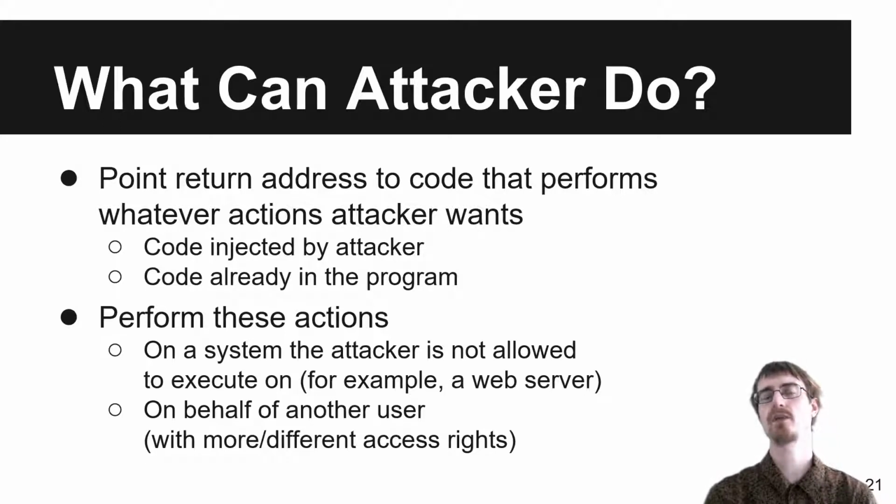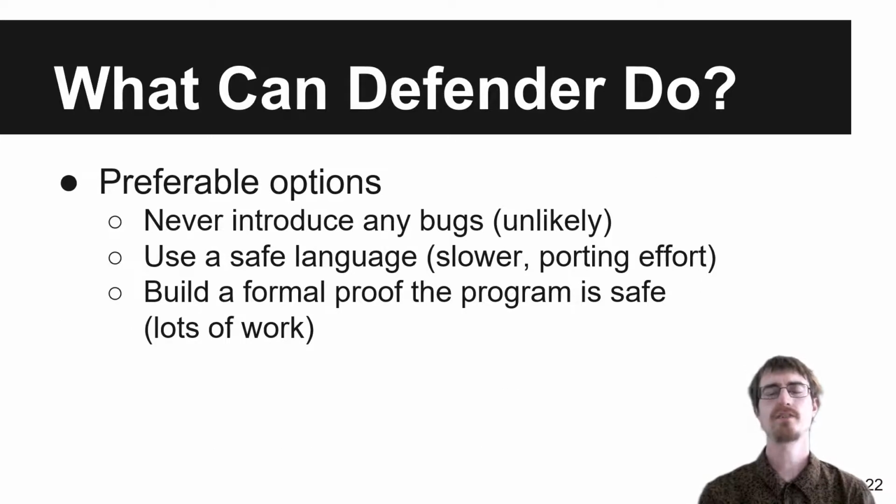So let's say we have shell access to a system, then if we can execute a program, it's not in itself interesting, but if we can execute a program on someone else's behalf, that might be interesting, especially if the other user has more access rights or different access rights. We could access the other user's files, for example, or if the user is root, we basically gain complete control over the system.